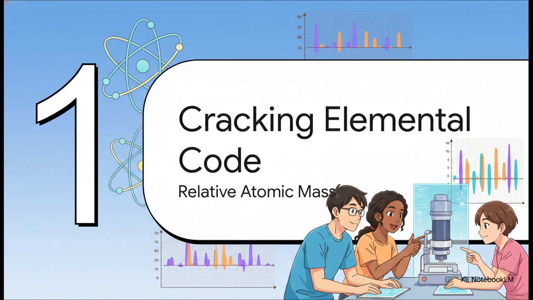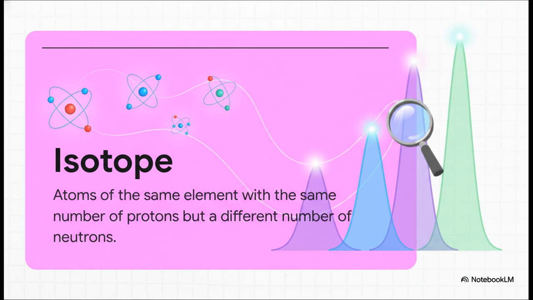This is all about using a mass spectrum to find the relative atomic mass of an element. This is the absolute foundation, and trust me, it's a super common exam question. So why do we even see different peaks for a single element? Well, it all comes down to isotopes. Just a quick refresher, isotopes are atoms of the same element, so same number of protons, but they have a different number of neutrons. And that difference in neutrons means they have a different mass.